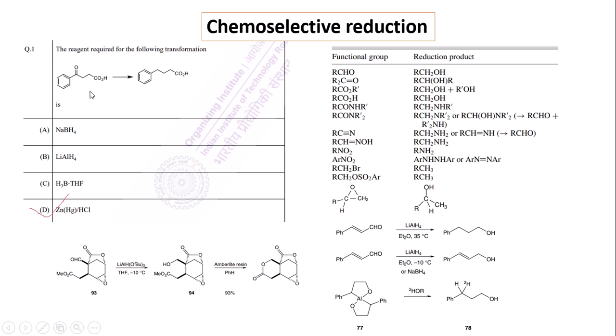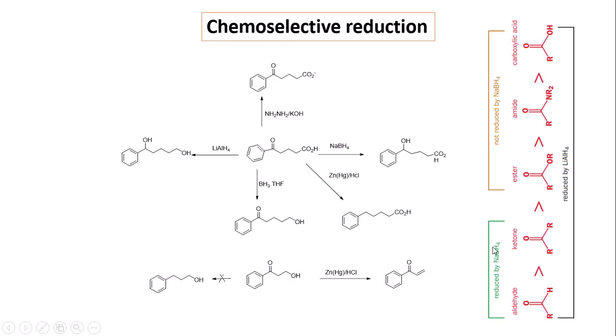The sodium borohydride can reduce the carbonyl group here. Lithium aluminum hydride can reduce both the carbonyl and the acid groups. Borane can reduce the carboxyl group. Here zinc amalgam and HCl, the Clemmensen reduction, is the appropriate reagent for this transformation of carbonyl to alkane. And this is the different reactivity of the different functional groups.